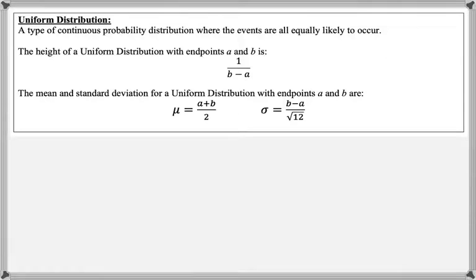A uniform distribution is a type of continuous probability distribution where the events are all equally likely to occur. The height of a uniform distribution with endpoints a and b is 1 over b minus a. The mean of a uniform distribution is a plus b over 2, and the standard deviation is b minus a over the square root of 12.